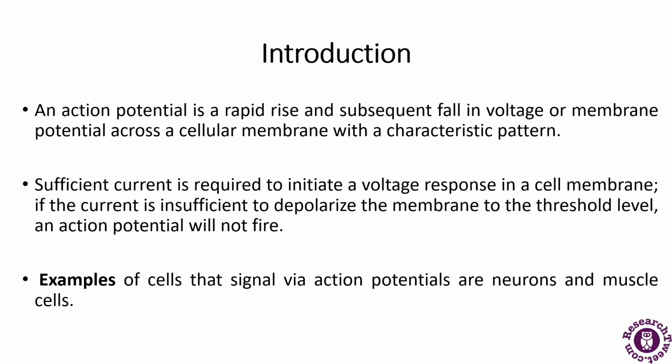So what is action potential? It is a rapid rise and subsequent fall in the voltage or membrane potential across a cellular membrane with a characteristic pattern. A certain current is required to initiate a voltage response in a cell membrane. If the current is insufficient to depolarize the membrane to a threshold level, an action potential will not fire. The examples, as I have already told you in the earlier slides, are the neurons and the muscle cells, where the cells signal via the action potential.